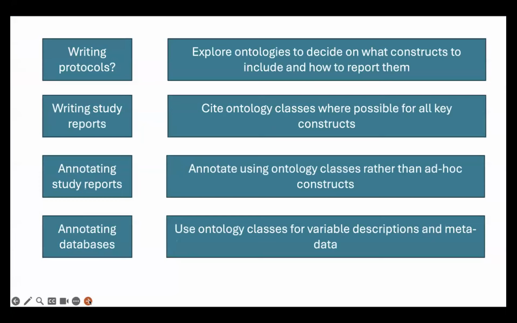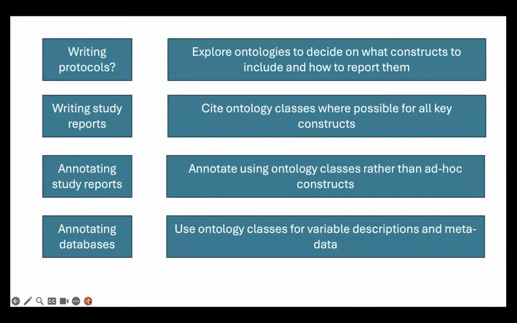First of all, let's think about writing protocols. So this is protocols for studies and things that you might want to measure, constructs that you might want to have as core ideas within your study. They might be mechanisms of action for interventions. They might be intervention components. They might be features of the population and so on.